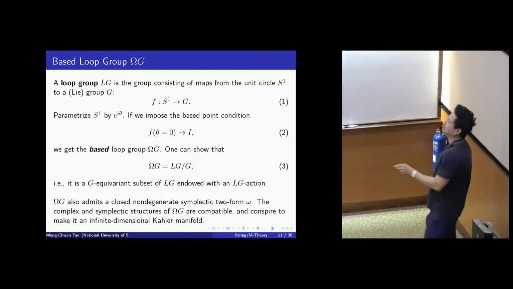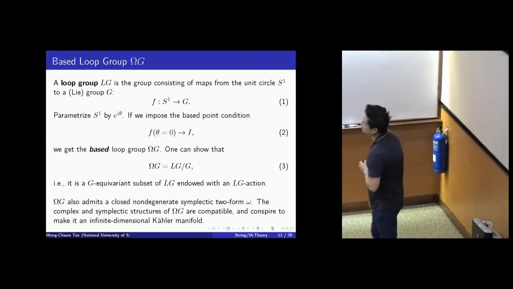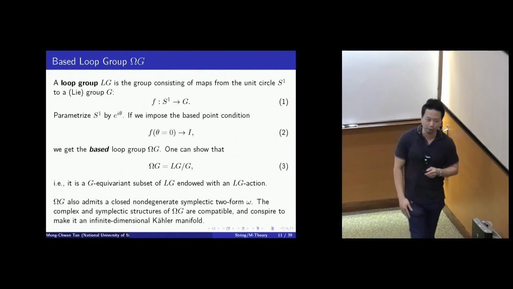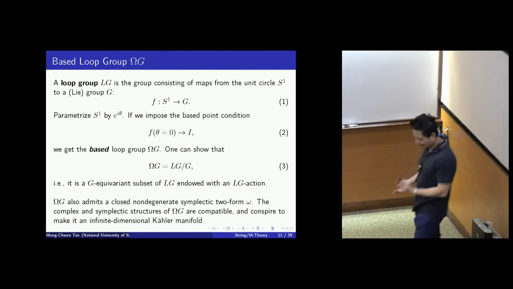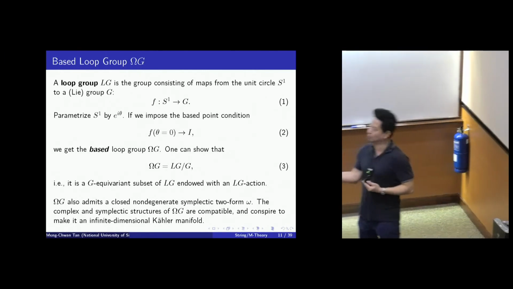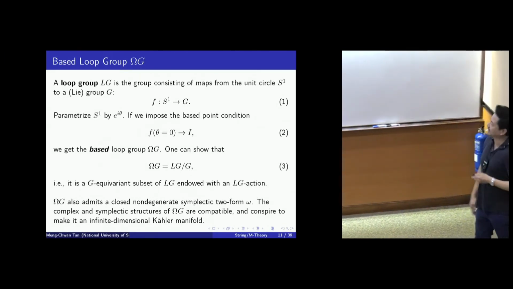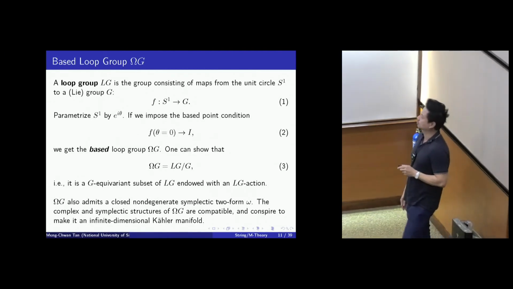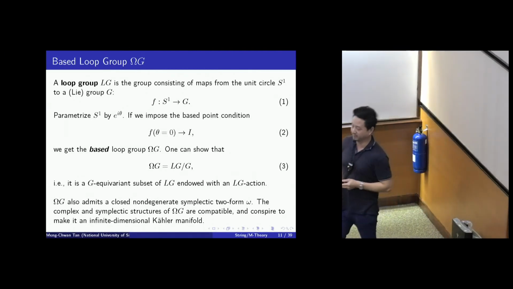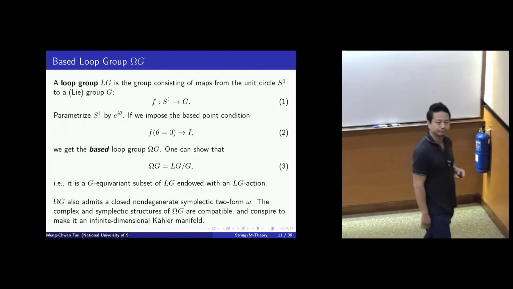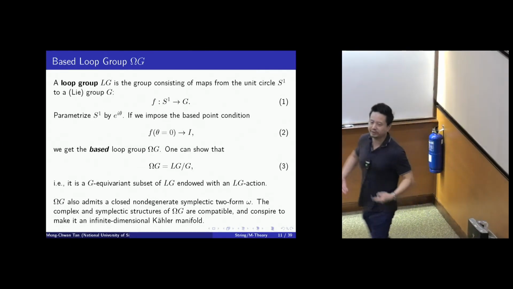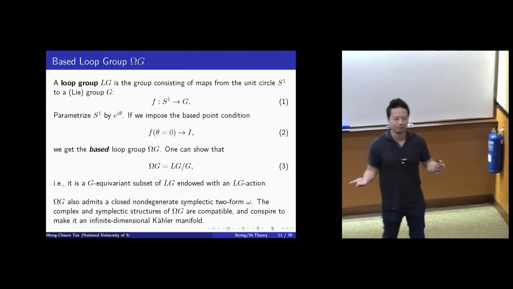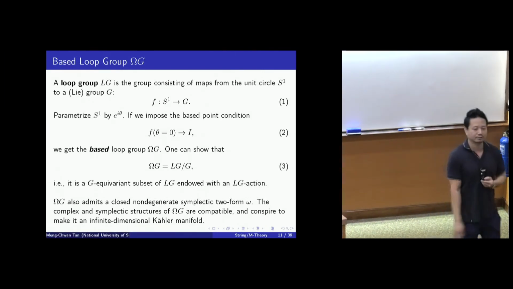Okay, so the base loop group also admits a closed non-degenerate symplectic 2-form, omega. That allows us to define holomorphic maps from CP1 into the loop group. The complex and symplectic structures of the base loop group are compatible and conspire to make it an infinite dimensional Kähler manifold, which is compatible with (2,2). If it's a hyperkähler manifold, you need an N=(4,4) sigma model. But if it's (2,2), Kähler is fine.